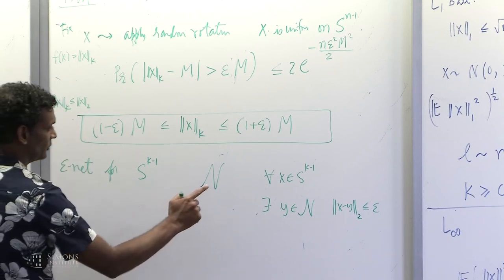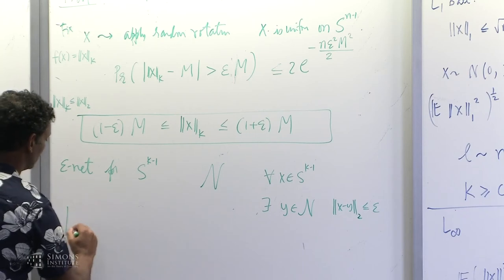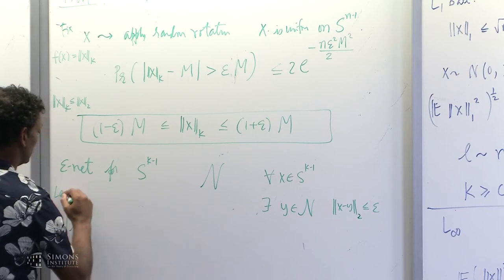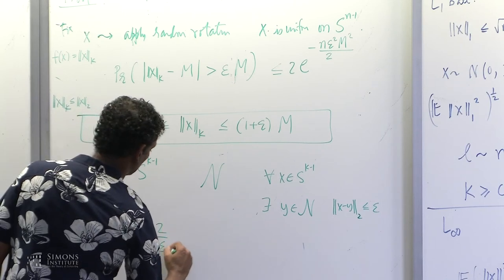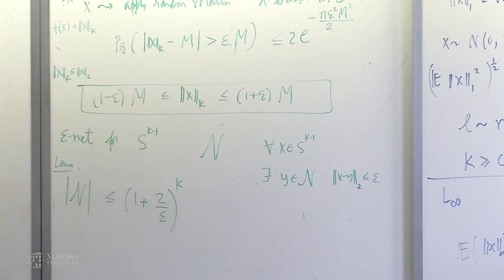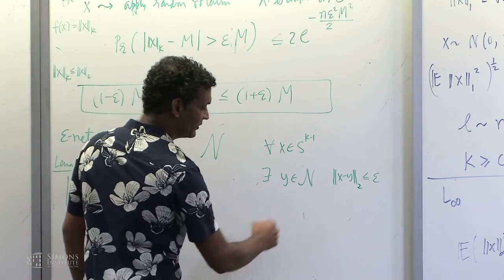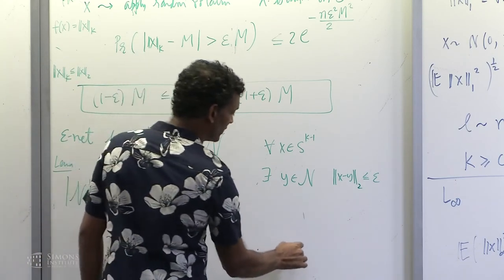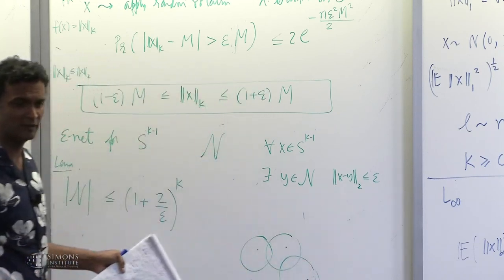Such a net is used in many things. Probably you've seen this a couple of times in this workshop. But the size of the net, in order to achieve this, the lemma says, is only (1 plus 2 over epsilon) to the k. And the reason is you greedily pick the net. Start with a point. If there is a point that's not close enough to the net so far, pick it, and keep doing this till all points have been covered.